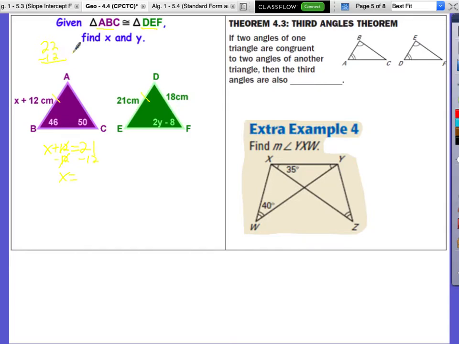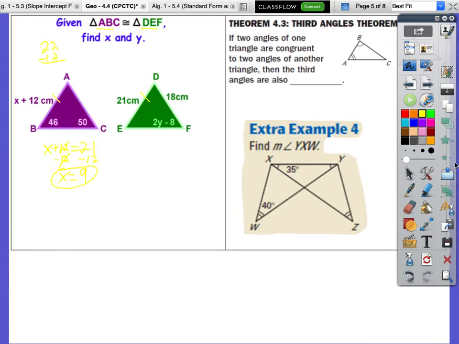Good, 22 minus 12. 10, okay. And 21 is 1 less than 22, so what's 1 less than 10? 9. So x would be 9. Oh, sorry, I didn't hear you. Oh, my bad. Yeah, it is. All right, Jordan, calm down.